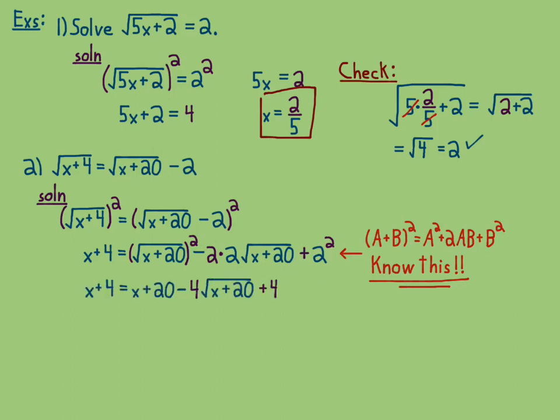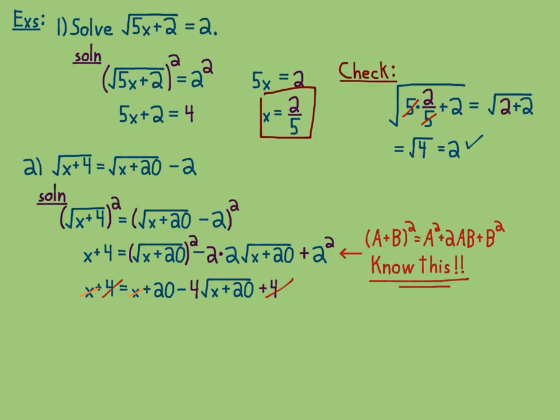Multiply everything out. So I still have x plus 4 on the left equals x plus 20 minus 4 square root of the quantity x plus 20 plus 4. Combine like terms. Well, the 4's actually cancel. There's a 4 on both sides of the equation, so you can just subtract 4 from both sides. There's an x on both sides, so you subtract x from both sides, and those drop off. Now, the left side isn't nothing, it's 0. You're canceling by subtracting.